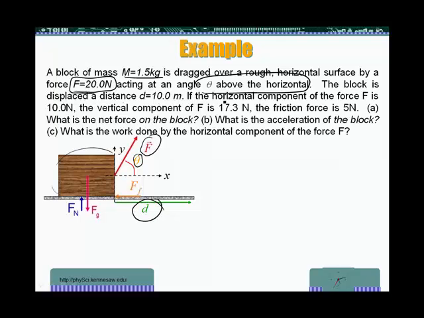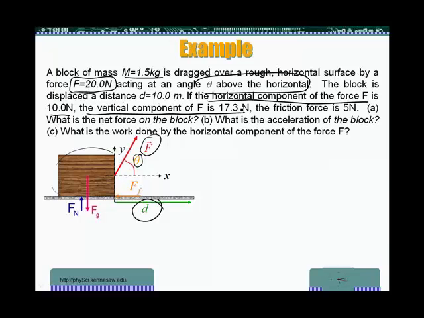Now they tell me the horizontal component of the force is 10 newtons. Okay, now is the part that we need to worry about. What do they mean by the horizontal component of the force is 10 newtons? And listen here, they say the vertical component of the force is 17.3 newtons. What they are saying here is since the force is at an angle, it's going to act both along the horizontal and along the vertical. The portion that is along the horizontal is 10 newtons, and the portion that's along the vertical is 17.3 newtons.